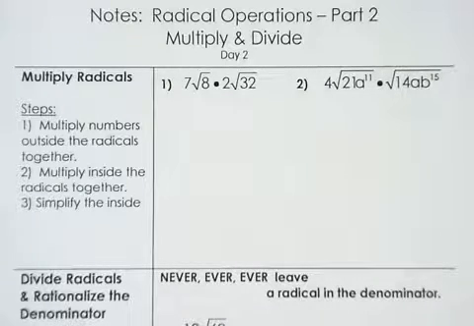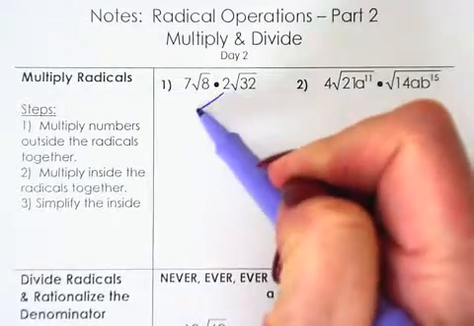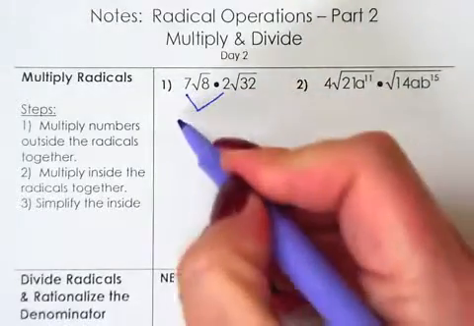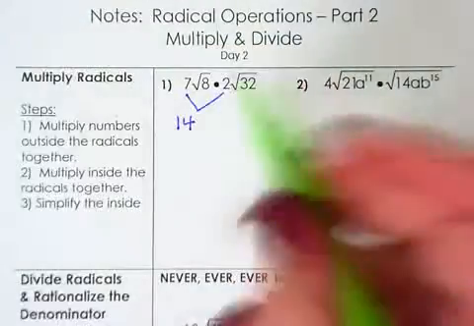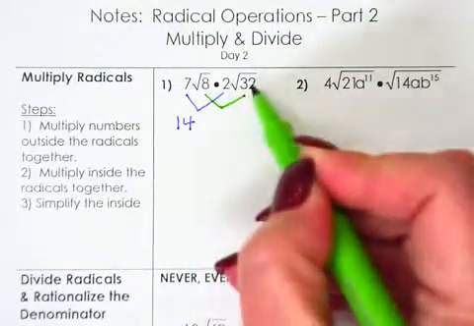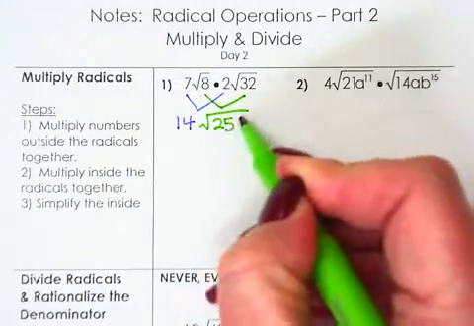In this video, we're going to multiply and divide radicals. So the important thing to recognize is that we're going to focus on the outside numbers together and then the inside numbers together. So we're going to start with the outside. 7 times 2 is 14. And then we're going to multiply the inside numbers together. So 8 times 32 is 256.